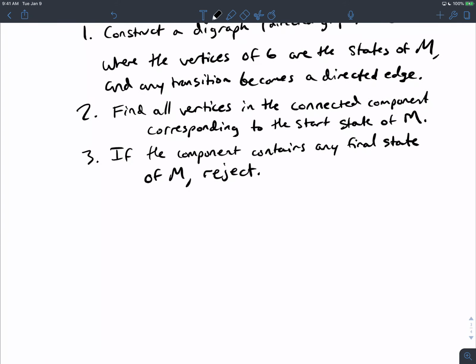Okay. So if the component contains any final state of M, then we say no because there must exist some string that the DFA accepts, because there's a way to get to a final state. Well, the only other case is that there's no way to reach any final state at all. Well, because there's no way to reach any final state, what do we know about the DFA that we have? It has empty language because there's no way to accept anything. We can't reach any final state. So, of course, we're going to accept here.